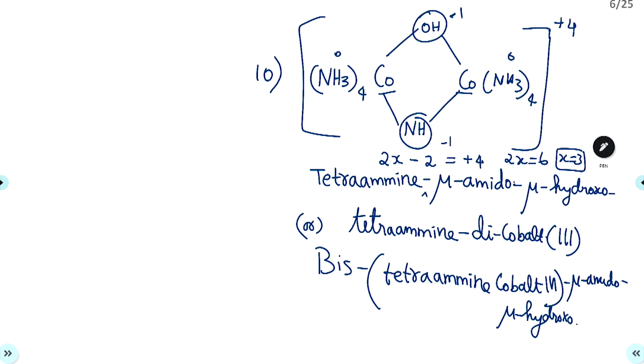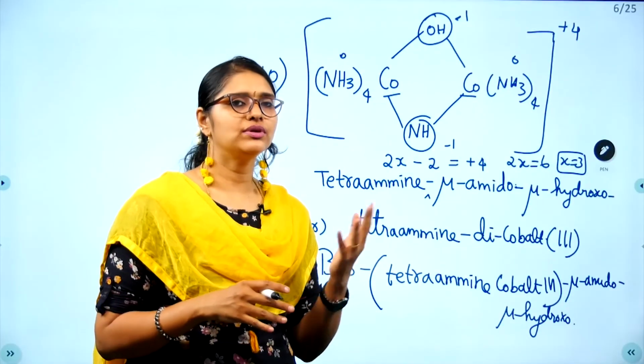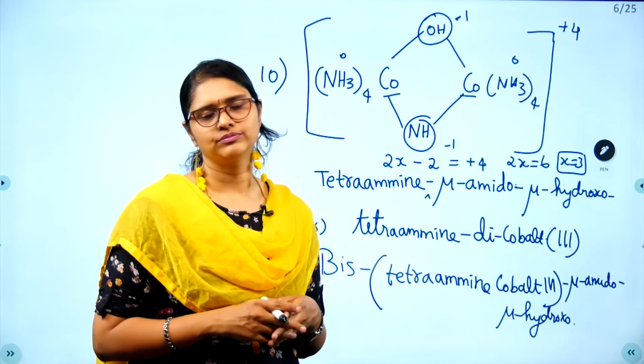So cobalt mostly will be 3 only. Cobalt will mostly be 3. Rarely 2, but mostly it is 3. And even if you take nickel, 2 is the most probable one.